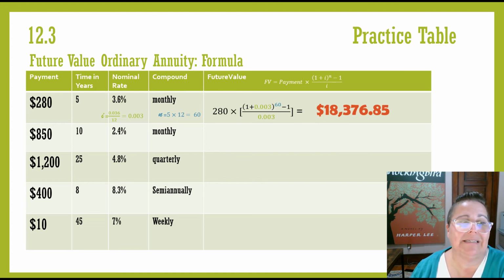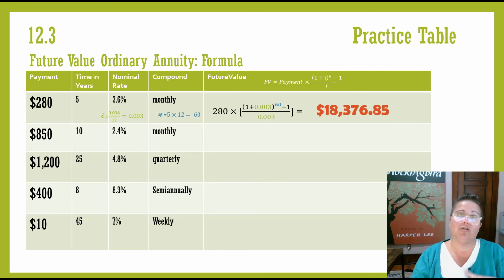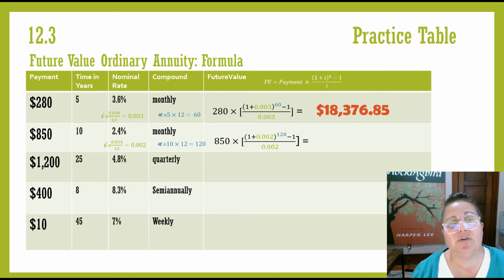Second row says an $850 payment for 10 years at 2.4% compounded monthly. Again, that's putting away $850 a month, and the interest is being compounded monthly. Those have to match because these are ordinary annuities. So we've got an I value of 0.024 divided by 12, or 0.002. Monthly for 10 years gets us 120 compounds. Our payment, the amount being invested each month, is $850. So the formula should look like 850 times 1 plus 0.002 to the 120th power minus 1 over 0.002.